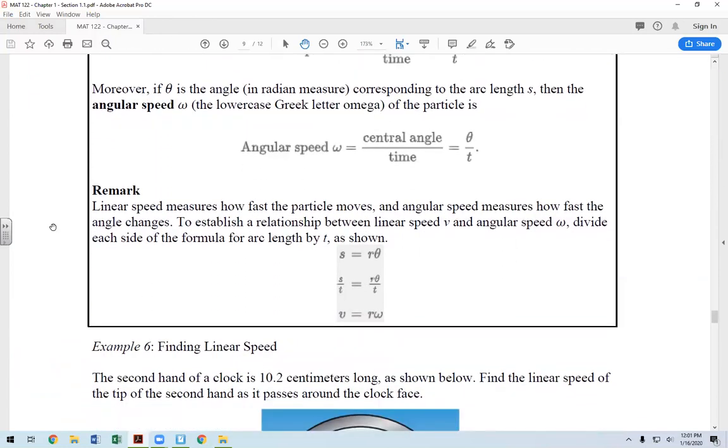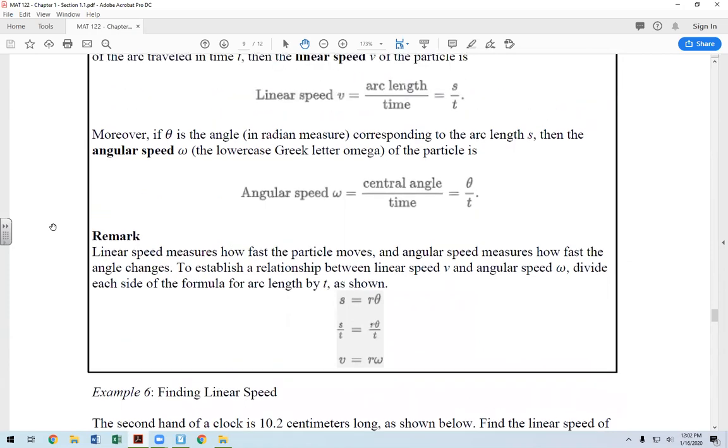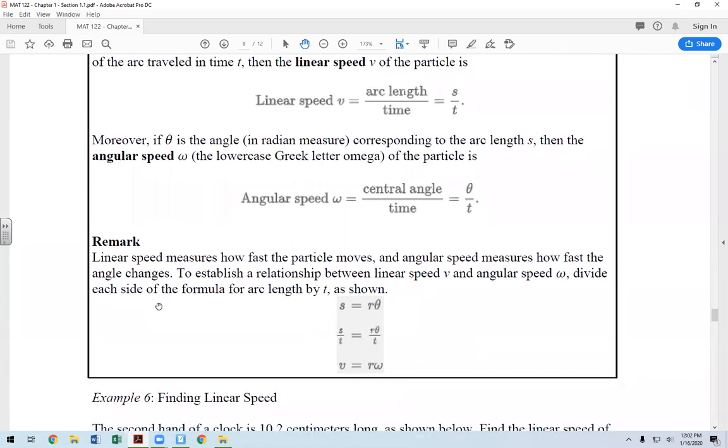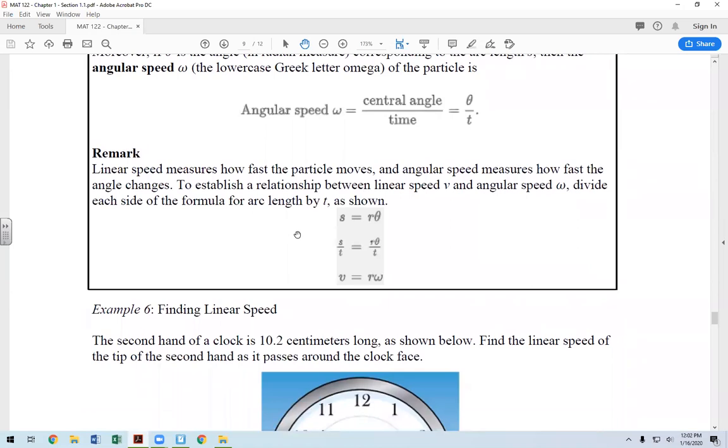If you just do a little substitution here, since we define s as r times theta, you can do r times theta over t. But remember, theta over t is your angular speed, so you can actually do radius multiplied by the angular speed to get your linear speed also. So it's really going to depend on the application and what information they throw at you. A lot of times you may have to do the two separate calculations, but sometimes they may give you the angular speed and ask you to find the linear speed, or vice versa.